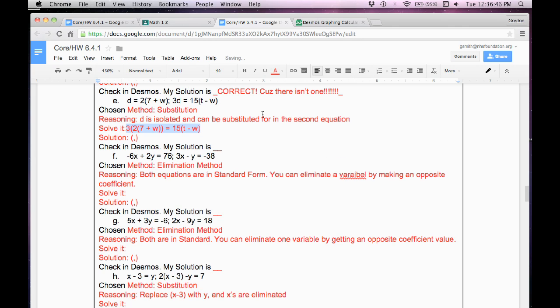Some of you may have noticed that this actually has three variables. So now that we've eliminated the D, we still have the T and the W. And truth is, we can't do anything about it. We're just going to get it as far as we can. So we're going to solve this.